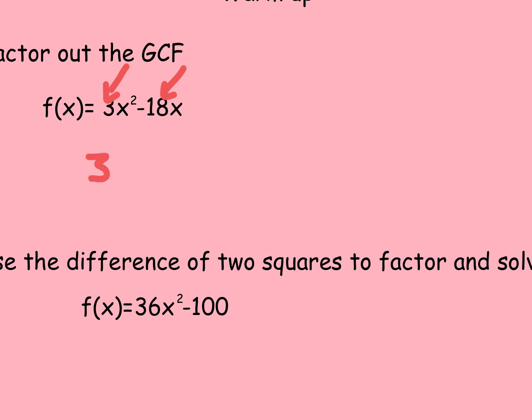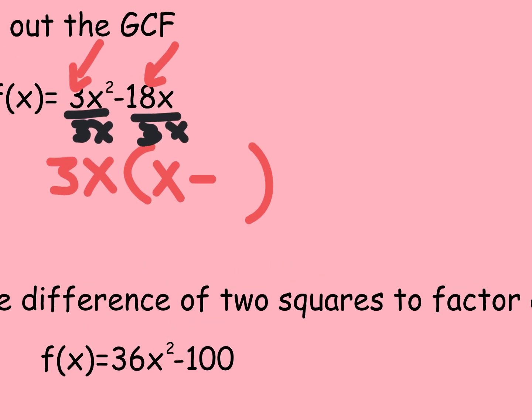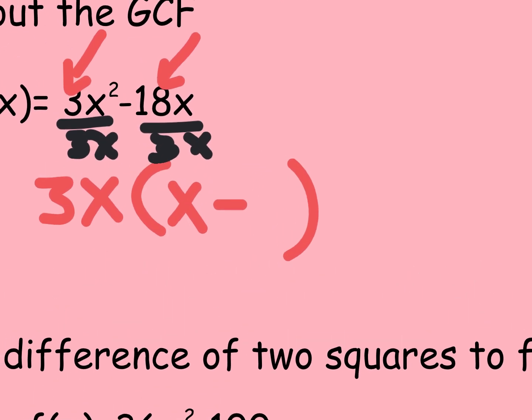So there's a 3 in both of them, but there's also an x. 3x, x minus, well, I'm not sure what to put there. Well, then divide it by 3x. It'll tell you what to put there. See, 18 divided by 3 is 6. And the x divided by x cancels, so it's just 6. There we go.